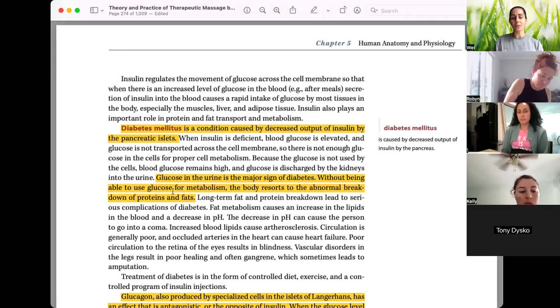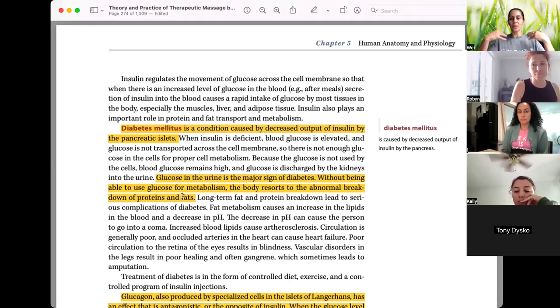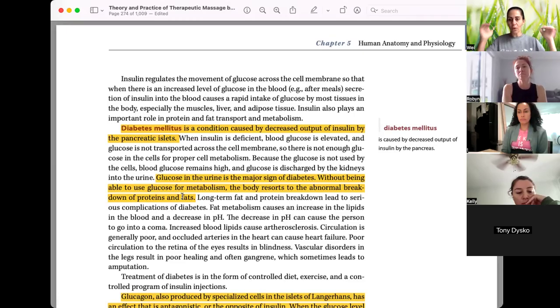And without the use of glucose in metabolism, what does the body do? It resorts to abnormal breaking down of proteins and fats. The easiest form of energy for the body to use is carbohydrates. The easiest and the most abundant is sugar, the easiest for the body to use for energy all the time. As you think, glucose is great. Now, if the body has to break down protein and fats to do that, you're exhausting the body.